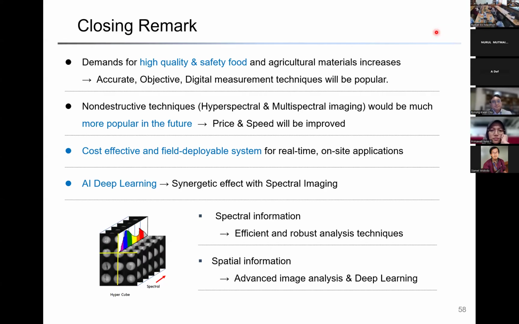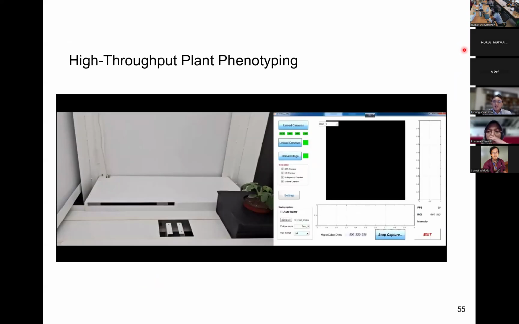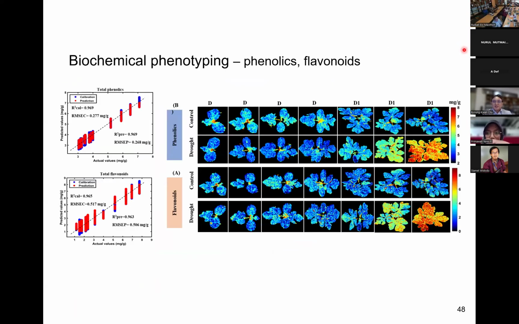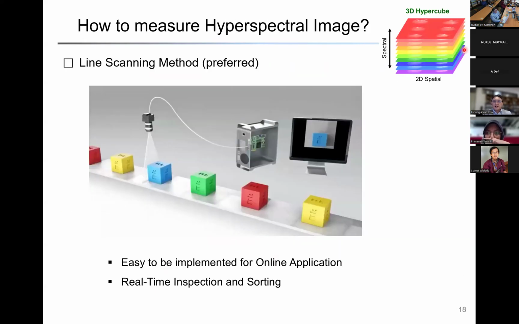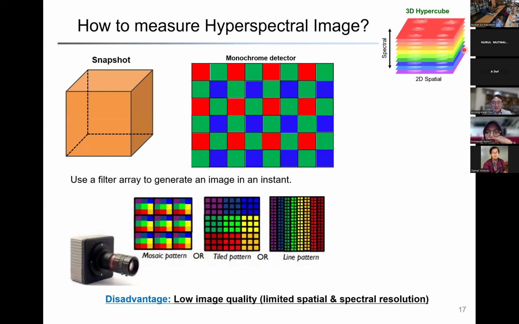There are several patterns of scan reading. There is mosaic, and then, I forgot, there are three patterns. Snapshot, line, right? Hyperspectral, there is a filter. Okay, this one: tile and line. Yeah, mosaic pattern, or tile, or line.